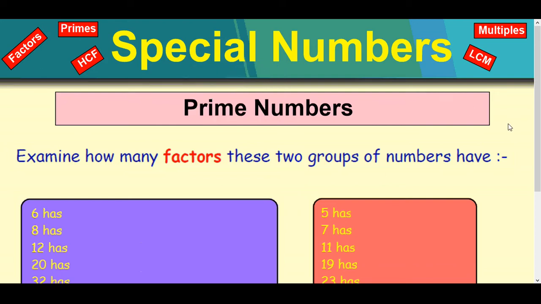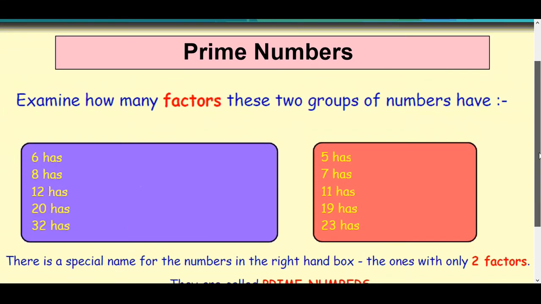In this lesson, we're going to look at something called prime numbers. Now, in the previous lesson, we looked at factors. So factors are numbers that multiply to make a number or divide into a number. So we're going to look at factors for these two groups of numbers and how many they have.